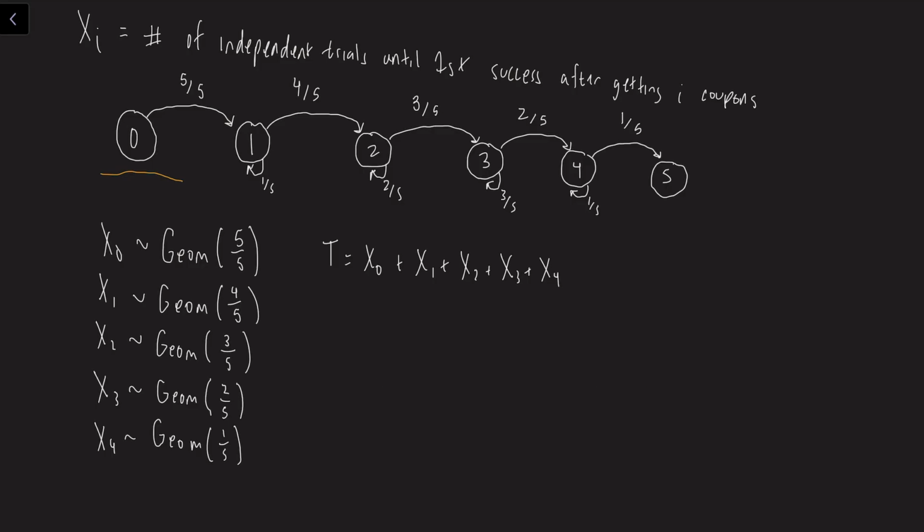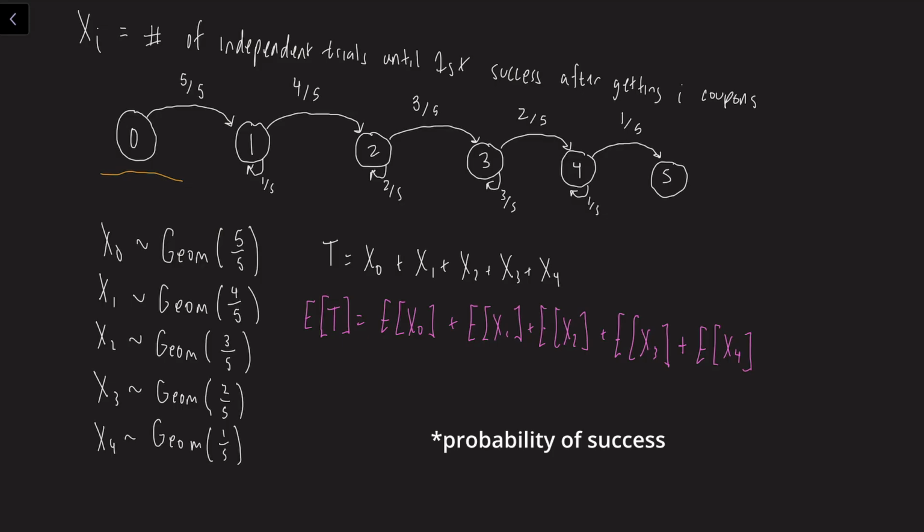And each of these geometric random variables has an expected number of trials, each x sub i's expected value, right? So we want the expected value of t, which is our expected total number of boxes. And due to the linearity of expectation, we can distribute this expectation amongst each of our 5 random variables. And we know the expected value of a geometric random variable, right? It's just 1 over the geometric random variable's probability.